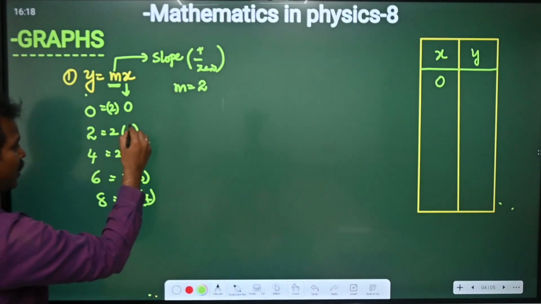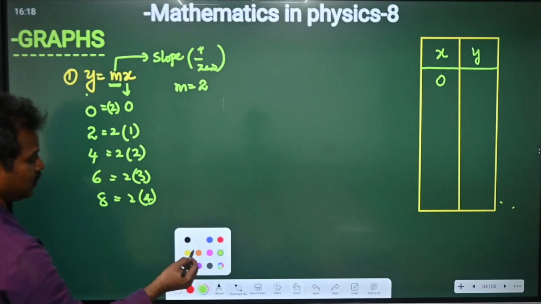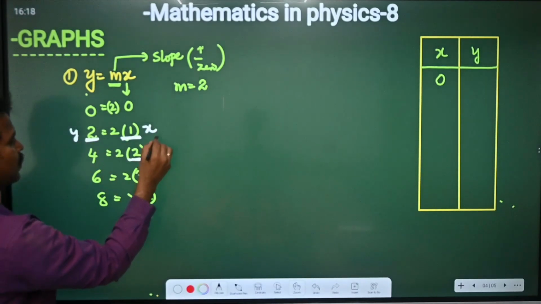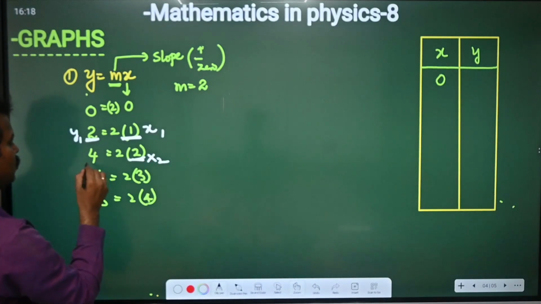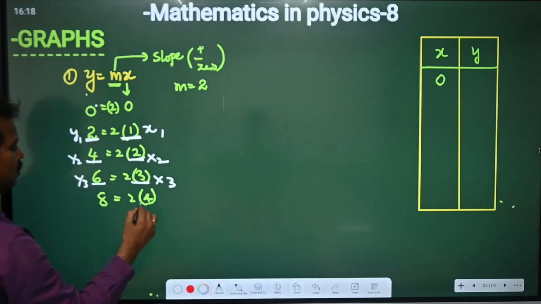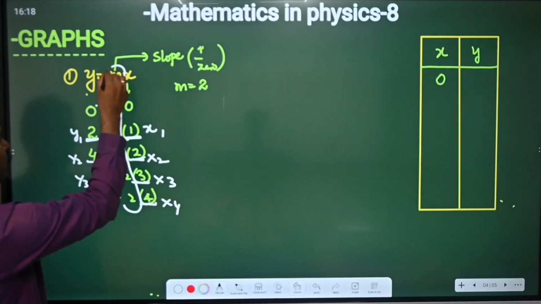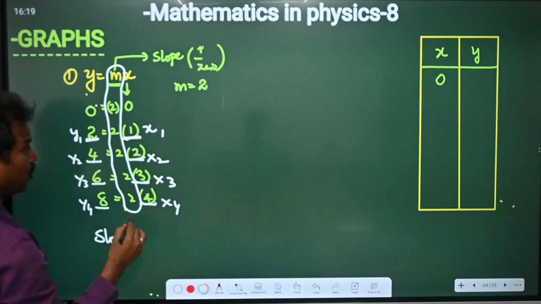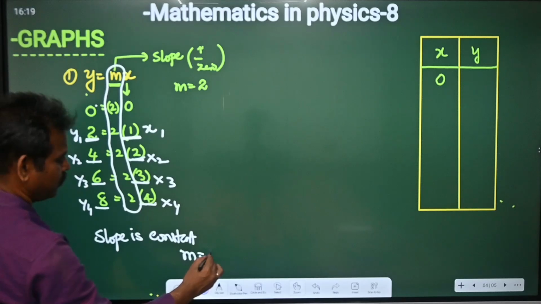So this is the x value, and the corresponding y value we have written here. I will take this as x1, y1, this is x2, y2, this is x3, y3, this is x4 and y4, and please remember the slope remains constant. Slope of this graph is constant, which is equal to m is equal to 2.